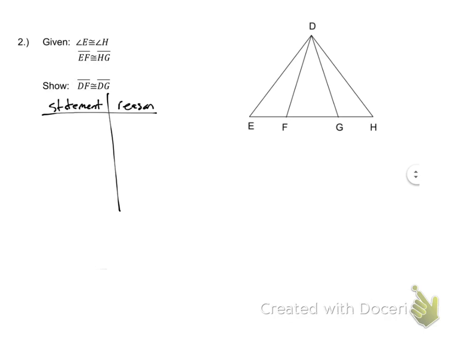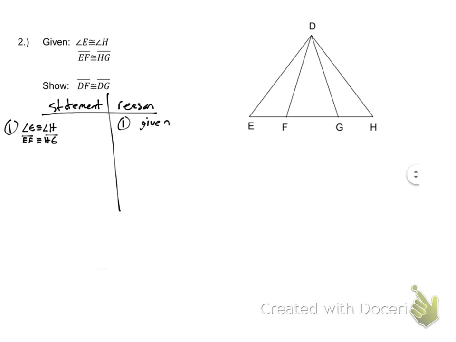And the first statement is always, for me, and for us, all of the givens. Angle E is congruent to angle H, and line segment EF is congruent to HG. Reason? Given.